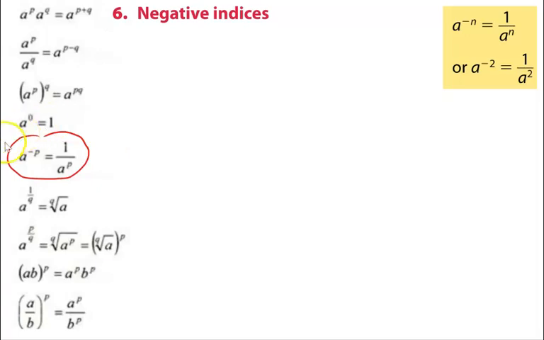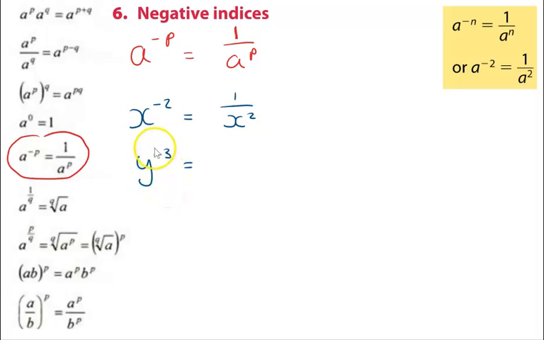So this is our negative indices rule. So a to the power of minus p is equal to 1 over a to the power of positive p. So I just wrote it out there again in bigger writing. So this is in your formula book. So let's say we have x to the power of minus 2. This is going to become 1 over x to the power of positive 2. Let's say we have y to the power of minus 3. This will become 1 over y to the power of positive 3.